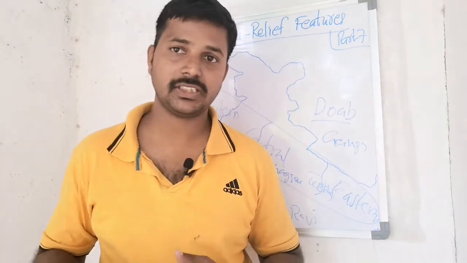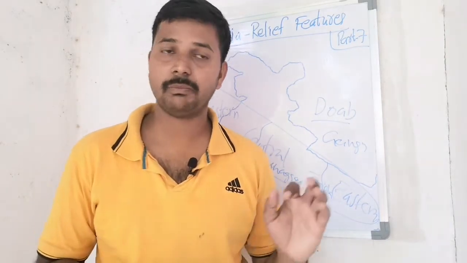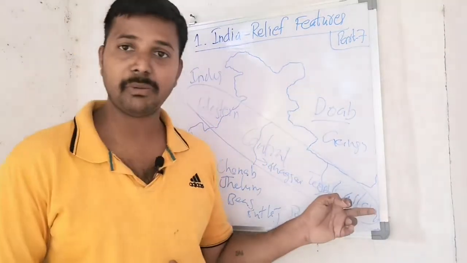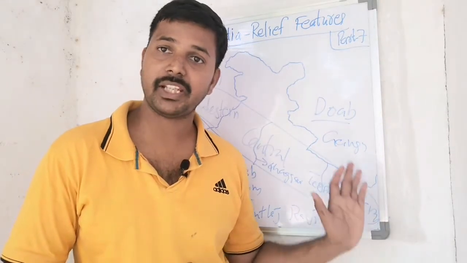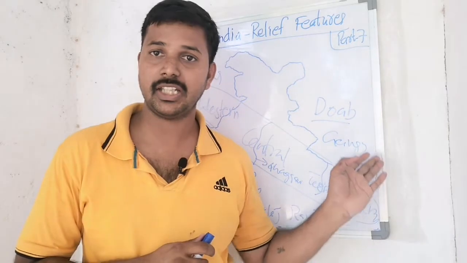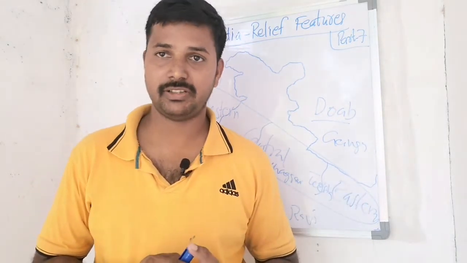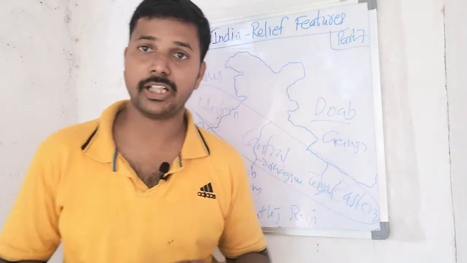Okay, now let us discuss the eastern part. The eastern part is mainly formed by the Brahmaputra river, and this eastern part is mainly located in the Assam state. Here it is mainly formed by the Brahmaputra river. So this is about the Indo-Gangetic plain.